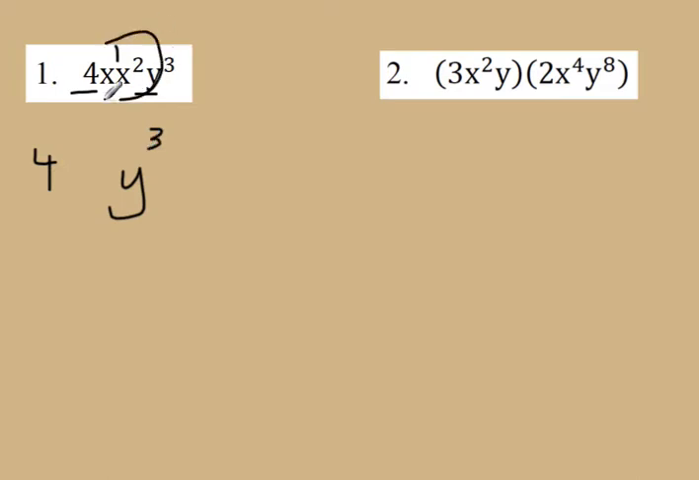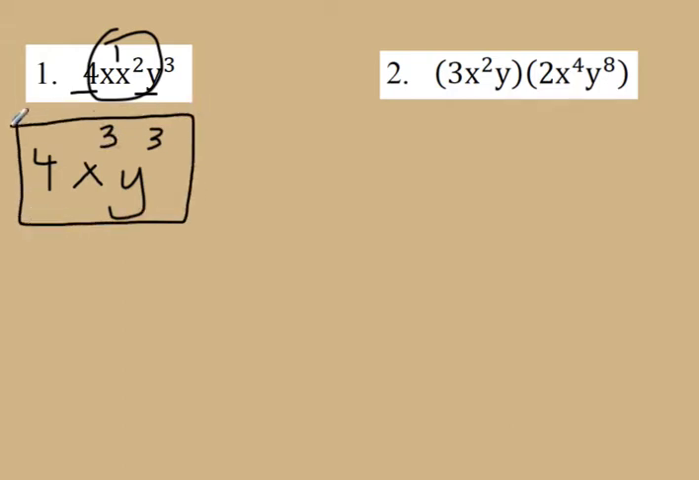But we can multiply x to the first times x squared. When we multiply x to the first times x squared, we're going to add those exponents, which is going to give us x to the third. So this is actually our final answer for number 1. Now let's take a look at number 2. Now this is where it gets confusing. You need to multiply coefficients and add exponents.